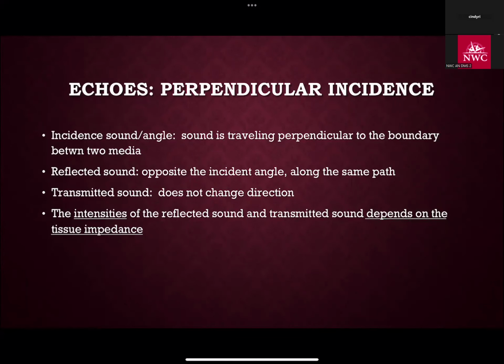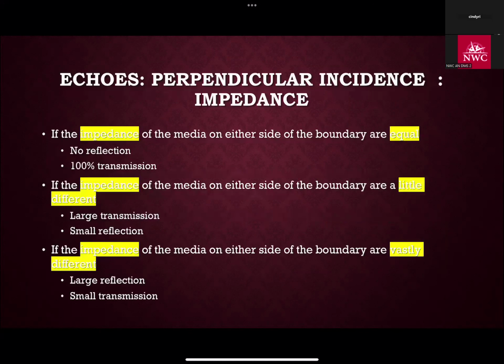Okay, so this represents how those three arrows that we just looked at are described. But if you look at this last bullet, it says the intensities of the reflected and the transmitted depend on the tissue impedance, aka tissue resistance. And that is outlined on page 31. Impedance determines how much of the incident sound is reflected and how much is transmitted into the second medium. You should know that impedance is equal to the density of the medium multiplied by the propagation speed.